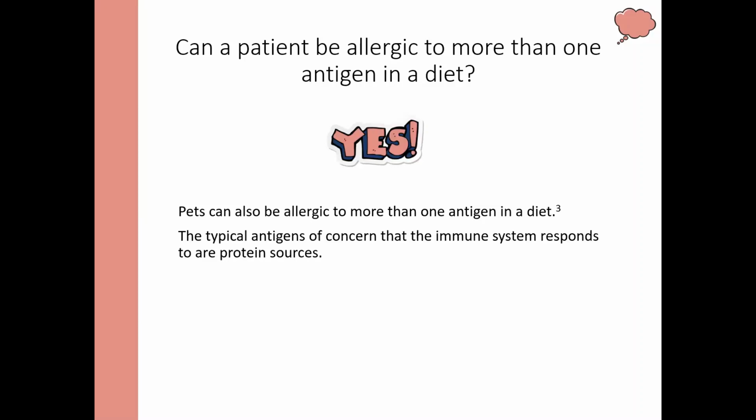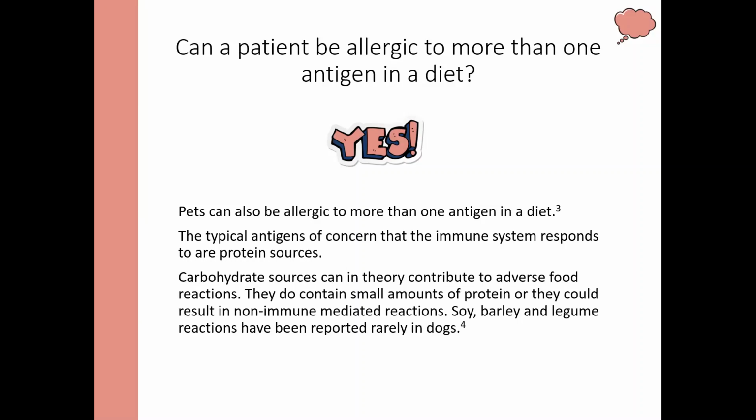Absolutely. The typical antigens of concern that the immune system responds to are protein sources. Carbohydrate sources can, in theory, contribute to adverse food reactions. They do contain small amounts of protein, or they could result in non-immune mediated reactions. Soy, barley, and legume reactions have been reported in dogs, but rarely. The most common antigens are meat protein sources.